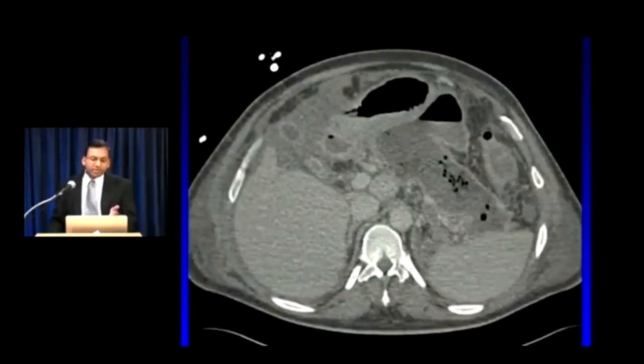Now, this is one of the reasons why, an example like this, why some institutions will preemptively drain these collections, because you can go on to develop infected necrosis. Notice that this patient has a post-necrotic fluid collection replacing much of the body and tail segments, and there's now multiple foci of internal gas. And remember what I said earlier. Ectopic gas in the absence of intervention implies that you do, in fact, have infected necrosis.